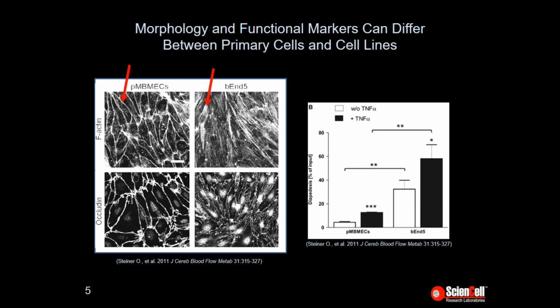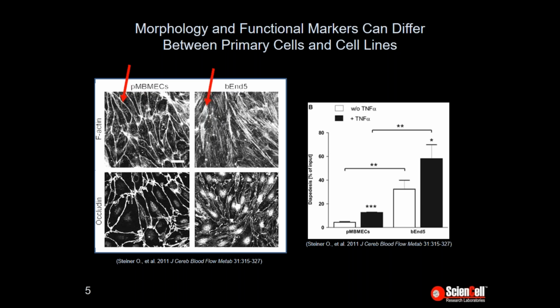First, the authors noted that BN5 morphology was more spindle-shaped than the typical primary brain endothelial cell morphology, as indicated by the red arrows. Predictably, they also found differences in the F-actin cytoskeletal architecture between the two cultures. Looking further, the authors identified changes in tight junction organization, which is shown by occludin, and T-cell extravasation, shown in the picture on the right, leading to functional differences under both inflammatory and non-inflammatory conditions.